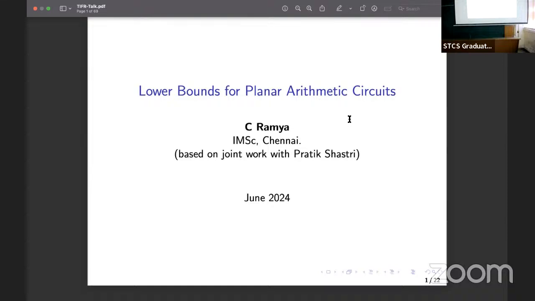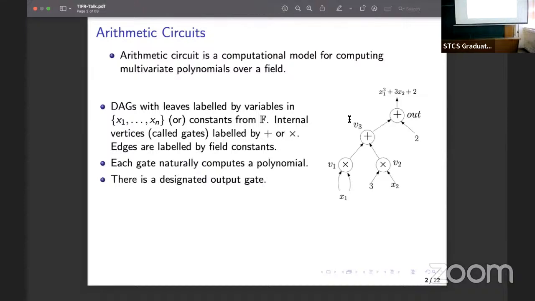This is about planar arithmetic circuits, and it's a joint work with Pratik Shastri. He's a PhD student at IMSC. So, if there is anyone in the audience who has not seen an arithmetic circuit, it's a model for computing polynomials. Most of this talk will be about computing multivariate polynomials. So, that's n variables, let's call them x1, x2 to xn, and these variables form monomials, and it's a polynomial where the coefficients come from a field. You can think of reals, complex numbers, and so on.